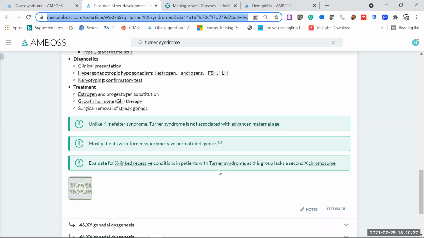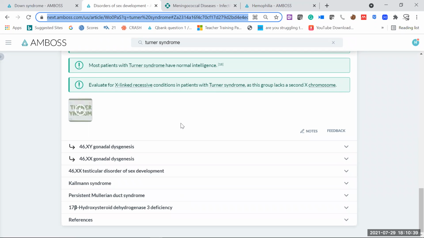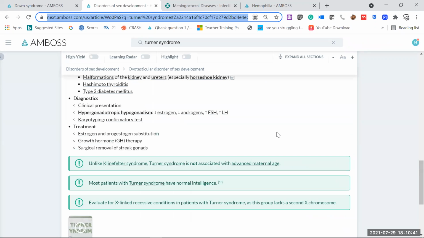Excuse me, Dr. Hira. What is the role of prolactin in this? It is not relevant to our topic. But what is the role of prolactin in the normal menstrual cycle?